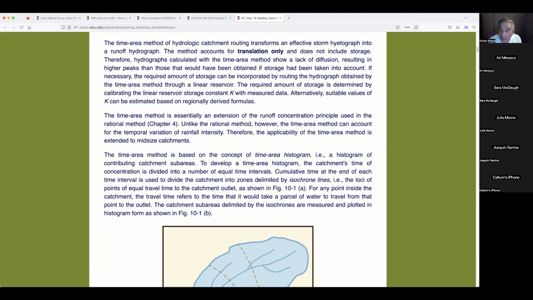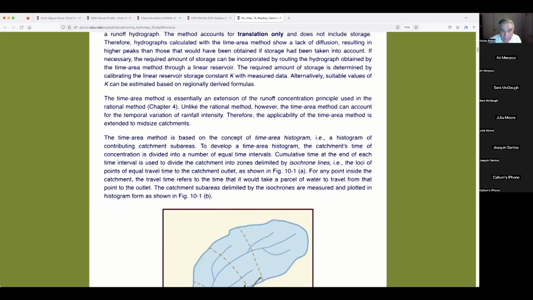And nature is helping us, because if we had a hydrograph, a measured hydrograph, we can, due to a characteristic of the equation, find, back calculate, that's the word, back calculate the K that you need in order to put into the linear reservoir in order to provide for the correct amount of diffusion in the aftermath or the afterthought of the time area method.